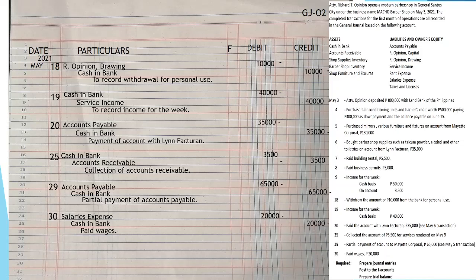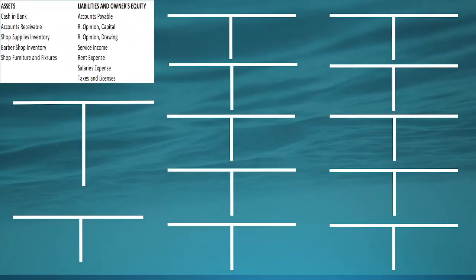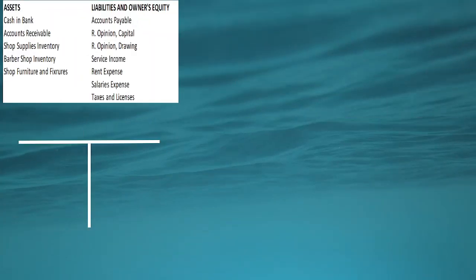Alright, we successfully answered requirement number 1, prepare journal entries. Now, we are ready to move on to the next accounting process, which is posting to the ledger or to the T accounts. How to do it? All you have to do is have a guide, the chart of accounts. So you make a big letter T here, and this letter T is called the T account.